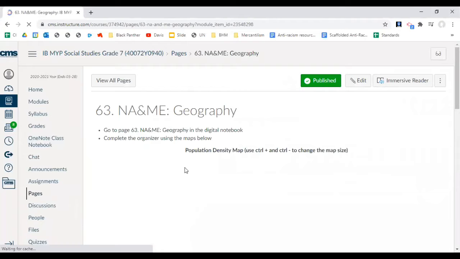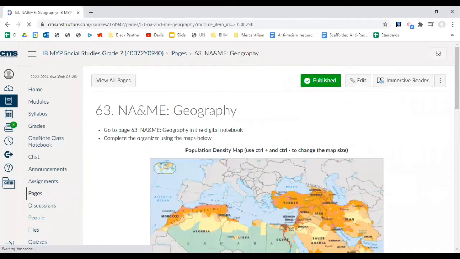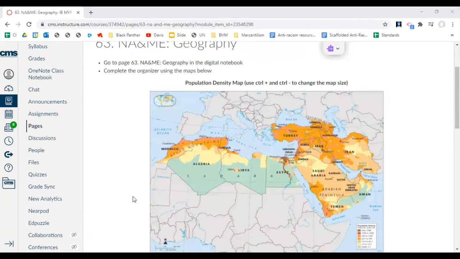All right, everybody go to page 63, both in Canvas and your digital notebook. 30 seconds to do so. Go. All right, so again, page 63, please. Everybody should be there in your digital notebook.